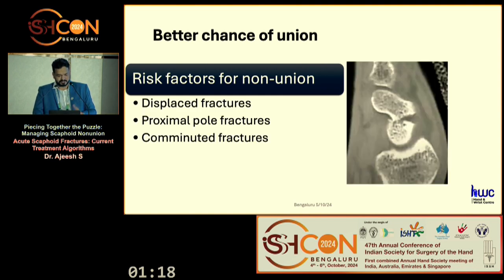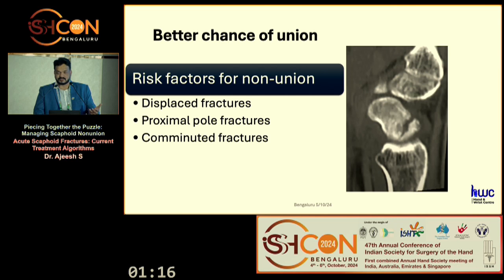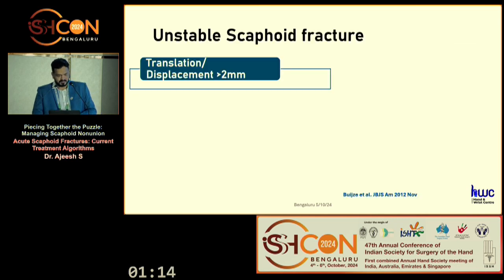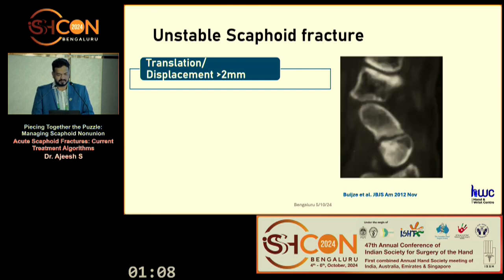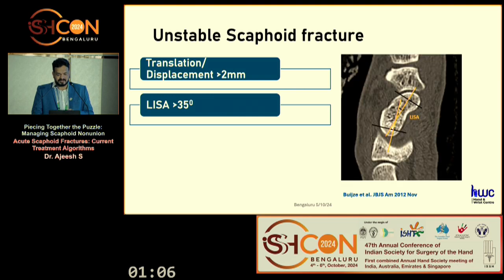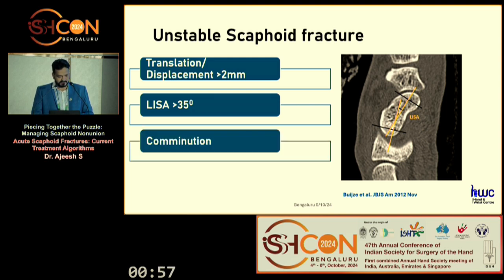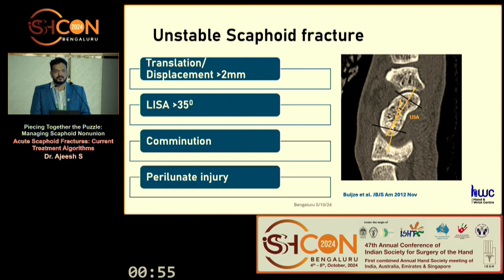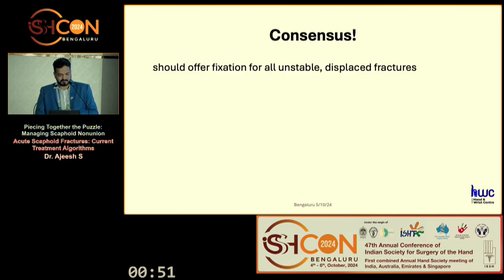Gupta has already mentioned them: displaced fractures, proximal pole fractures, or comminuted ones. But then what is an unstable scaphoid fracture? One that has a translational displacement of greater than 2 mm, has a lateral interscaphoid angle of 35 degrees, which is the angle on the coronal plane between the distal and the proximal pole, of 35 degrees. Obviously, having comminuted fractures or when the fracture is part of a perilunate spectrum of injury.